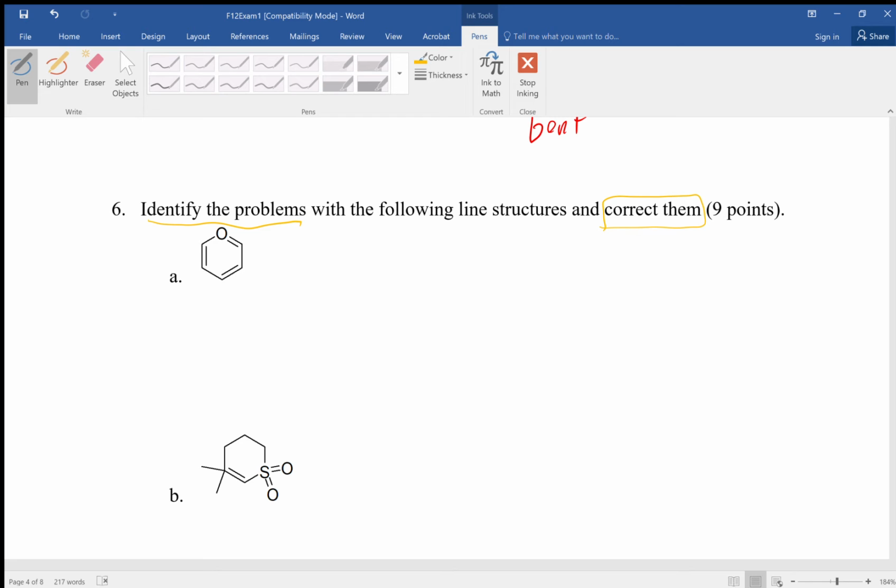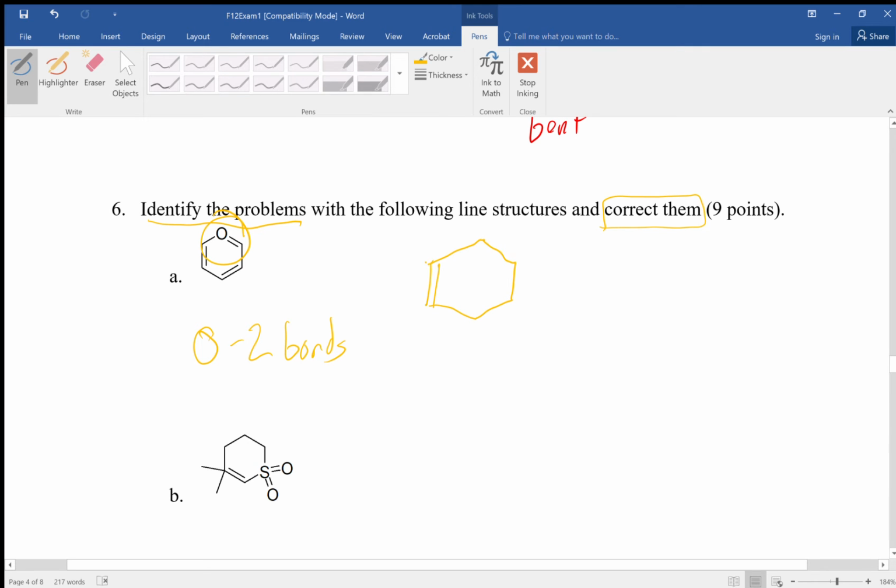Well, the issue we have in part A is oxygen. How many bonds does oxygen normally have? Normally, it only has 2 bonds. The oxygen in this structure has 3 bonds. So that's the problem. How do we fix it?